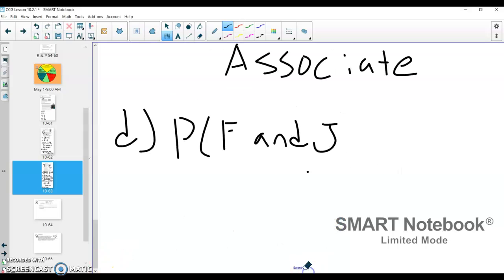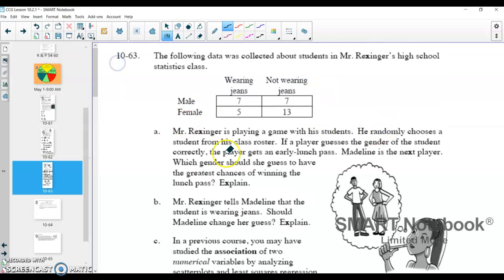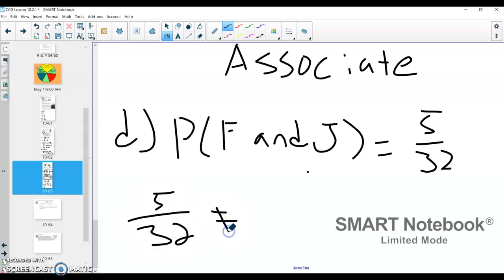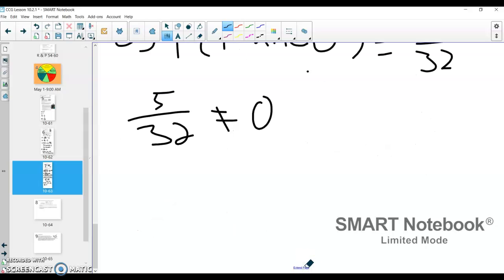We're looking at how many females are wearing jeans out of the entire sample space. So we're looking at everybody. How many females are wearing jeans out of the sample space? So there's 32 total people, and 5 females are wearing jeans out of those 32. And so our probability is equal to 5 out of 32. And we can say that 5 out of 32 does not equal 0. So these are not mutually exclusive.